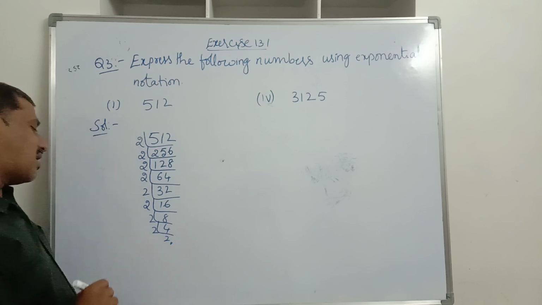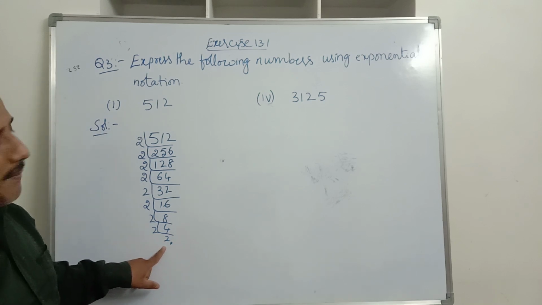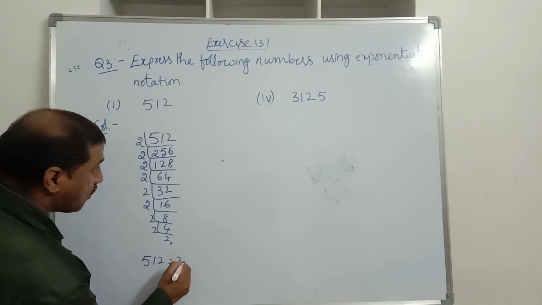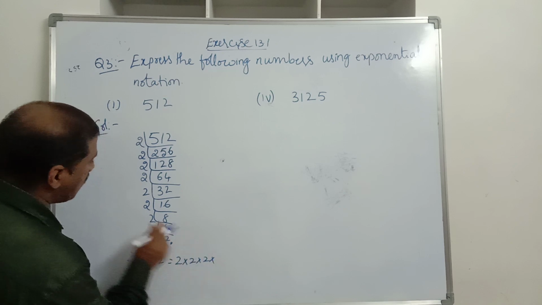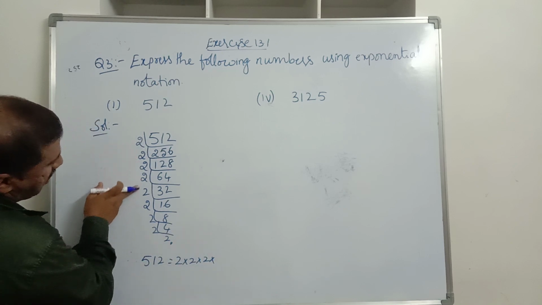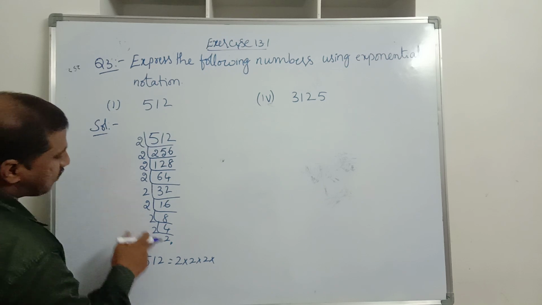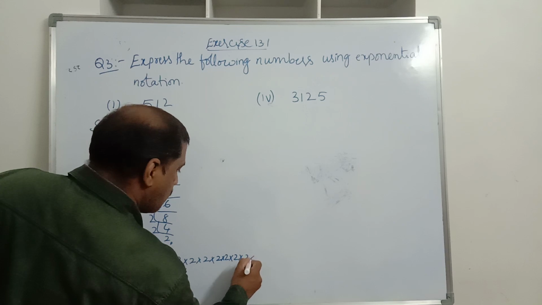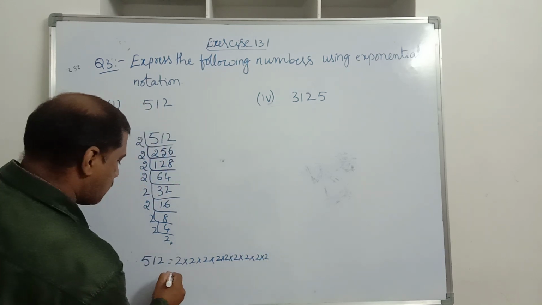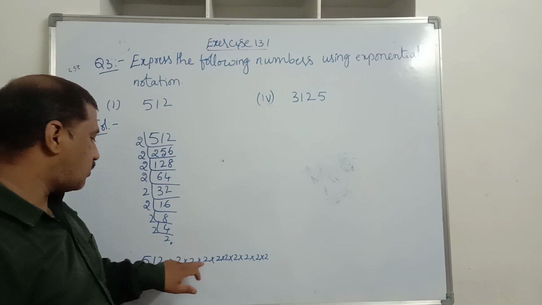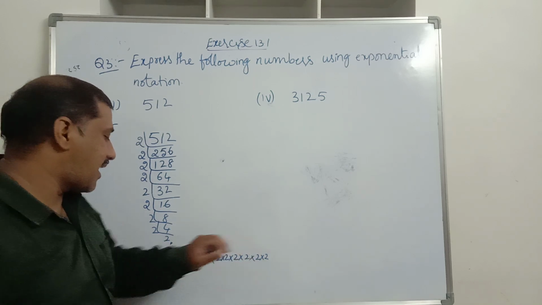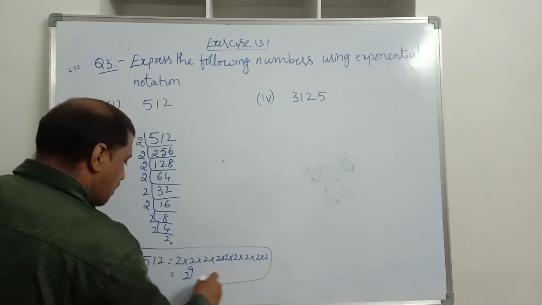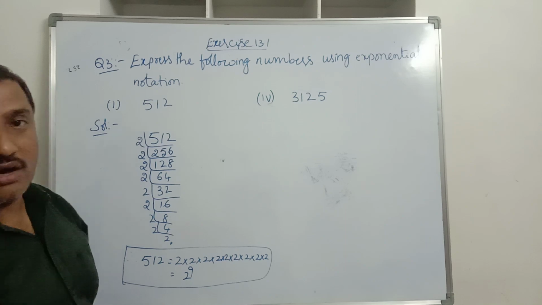See that the last number we should get is a prime number. Therefore 512 can be written as what? 2 into 2 into 2 into... how many 2s are there? 1 2 3 4 5 6 7 8 9. How many 2s are there? 9. So we write 2 into 2 into 2, like this. Therefore it is 2 to the power of 9. 512 is equal to 2 to the power of 9.